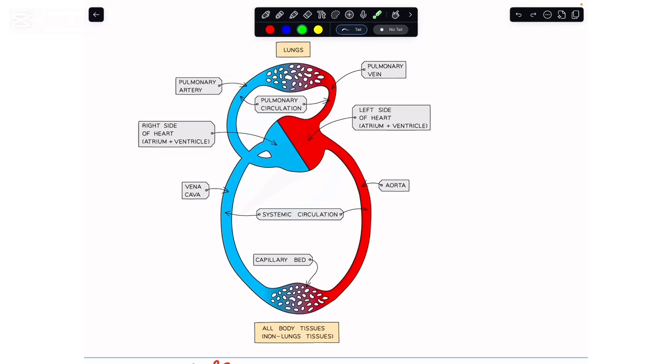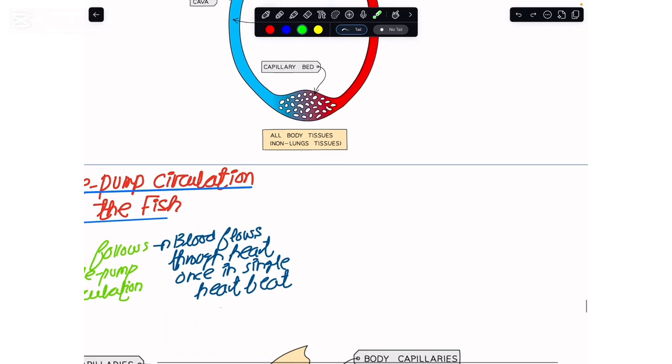In the second circuit, the blood is carried away from the left side of the heart. It goes toward the body, and from the body it goes back again toward the heart. This circuit of the blood is what we refer to as the systemic circulation. So between the heart and the body is systemic, and between the heart and the lungs is pulmonary, and this makes the heart a double pump circulatory pump.